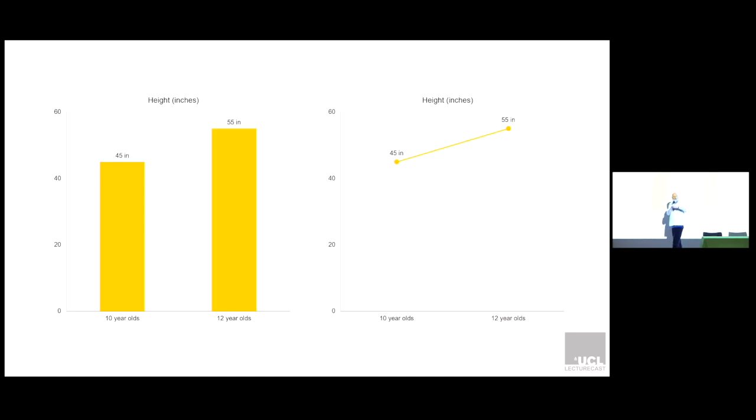And then they showed each chart to a different audience and asked those audiences, what can you tell us about this data? What insights do you derive from these charts? Here is where it gets interesting. Because the audience that saw the column chart said, well, on average, 12-year-olds are taller than 10-year-olds. Which is true, right? And it's right there. This column is taller than that column. But the audience that saw the line chart said children get taller as they get older, which is also true. And it is also right there in the chart. The line goes up and to the right.